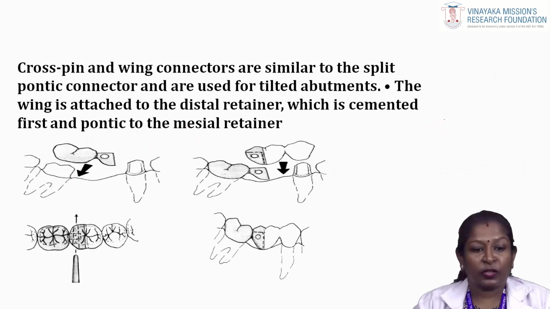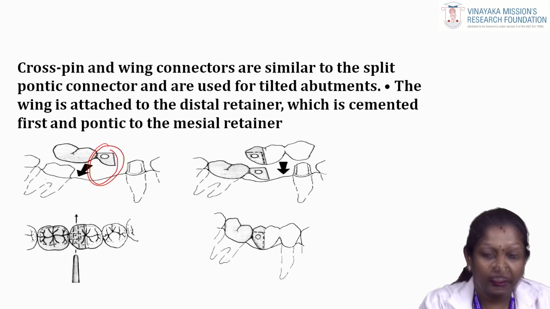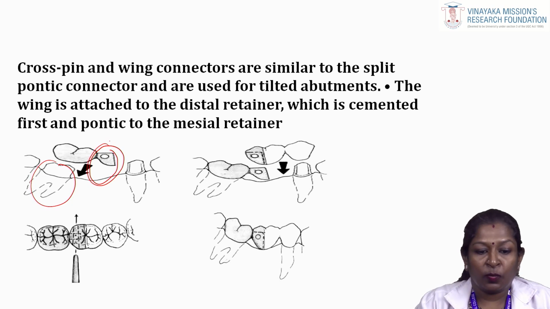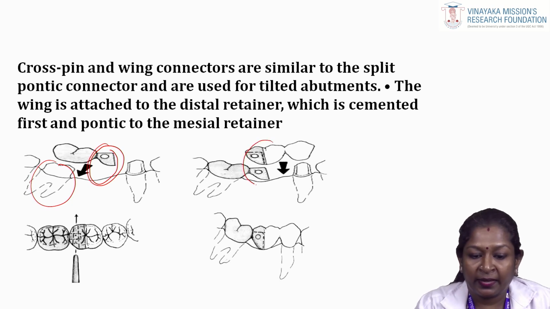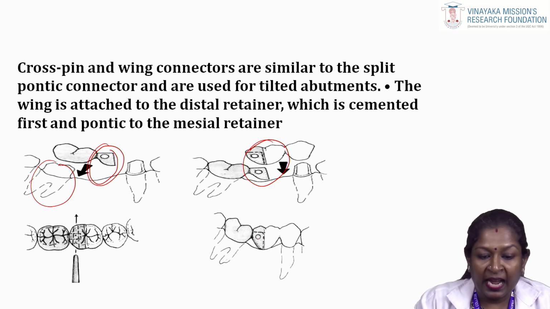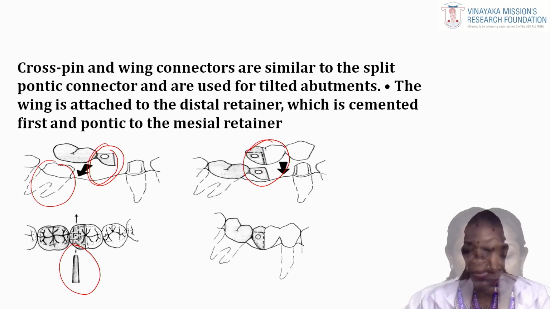or the distal segment. Coming to the cross pin and wing connectors, these are similar to the split pontic connectors and are used for tilted abutments. The wing is attached to the distal retainer. In this picture, you can see that this is the distal most abutment, and it is attached to the distal retainer, and this is first cemented followed by the pontic, which is cemented later. And once this is cemented, we have this pin which is driven through this hole over here and then secured.